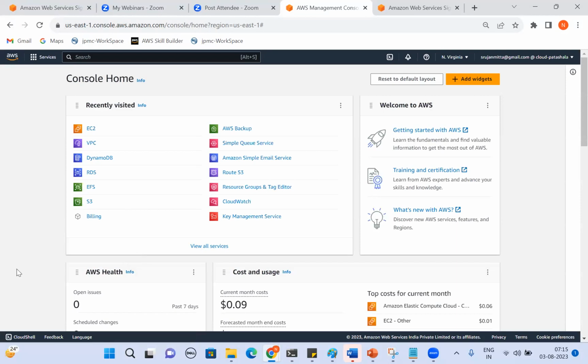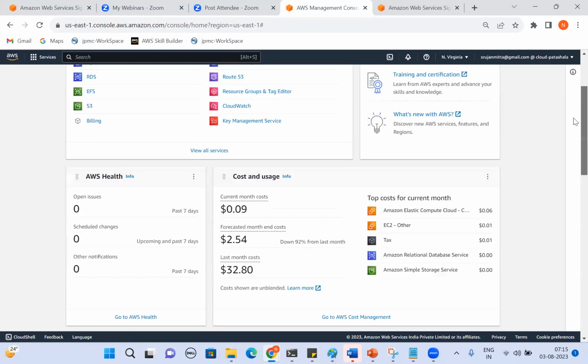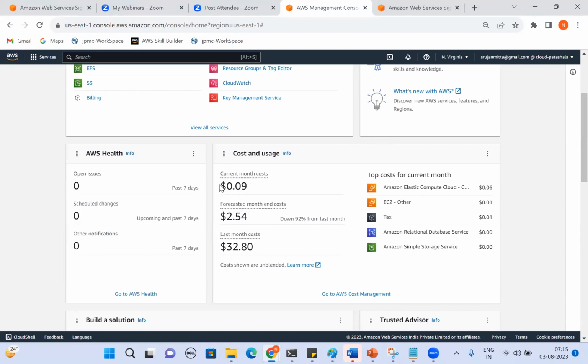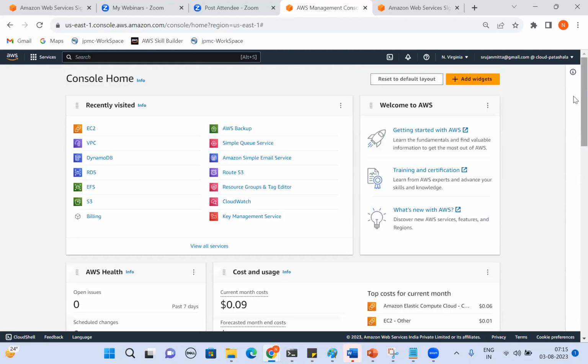All right. So you are able to see the billing also. Here you can see the costing, the current billing, and how much it is. The last month's cost was $32. The current month's usage is also shown, and it shows which services were used. So this is how we manage the AWS console here.